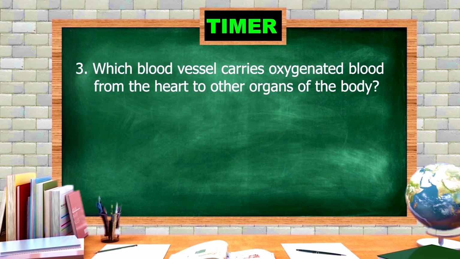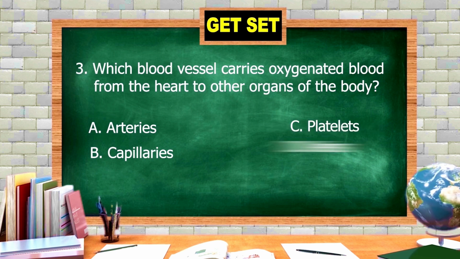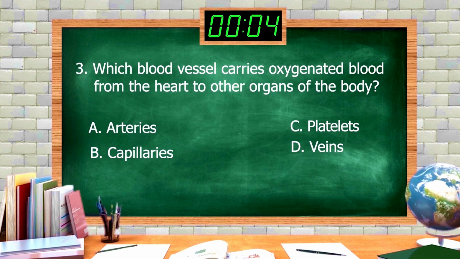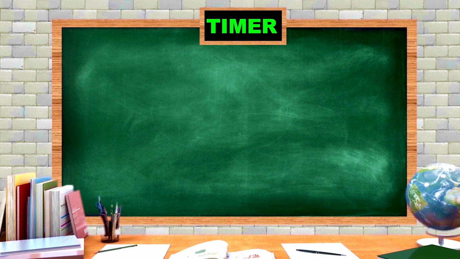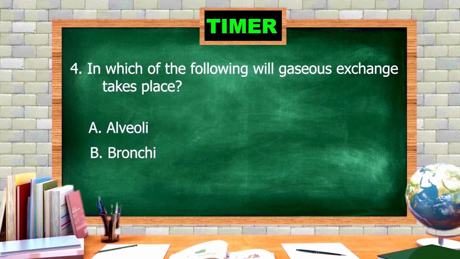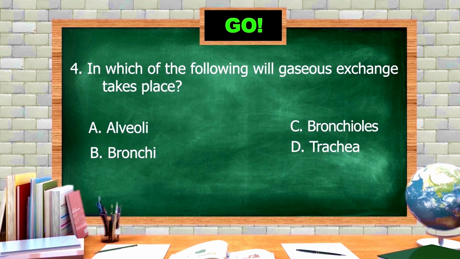Question 3. Which blood vessel carries oxygenated blood from the heart to the other organs of the body? A. Arteries. B. Capillaries. C. Platelets. D. Veins. Question 4. In which of the following will gaseous exchange take place? A. Alveoli. B. Bronchi. C. Bronchioles. D. Trachea.